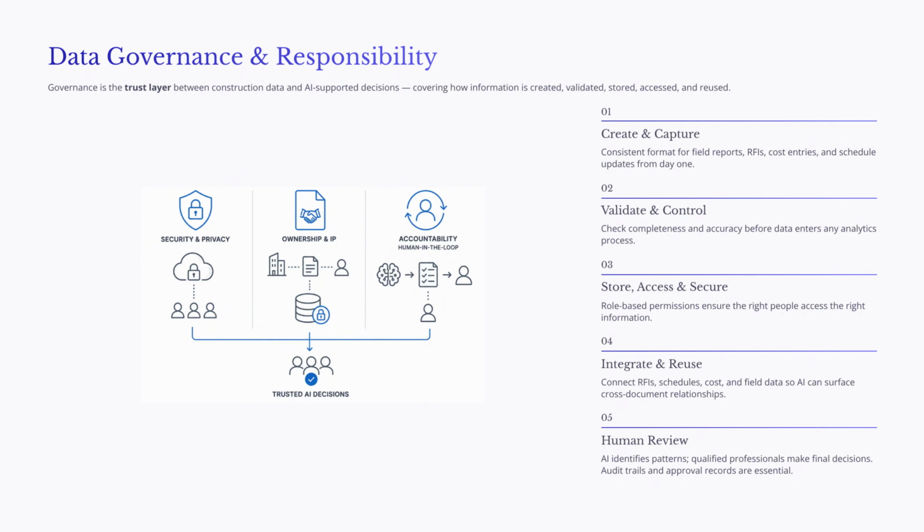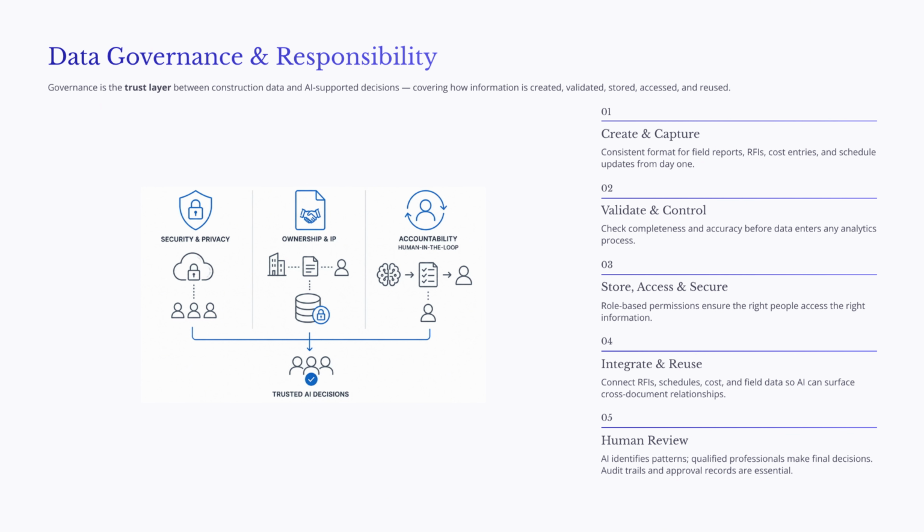The fourth responsibility is to integrate and reuse data. An RFI may affect the schedule, cost forecast, submittal review, field instruction, and closeout record. If these systems are disconnected, the project team may miss important relationships. Integration allows AI to compare information across documents, models, schedules, and cost records.